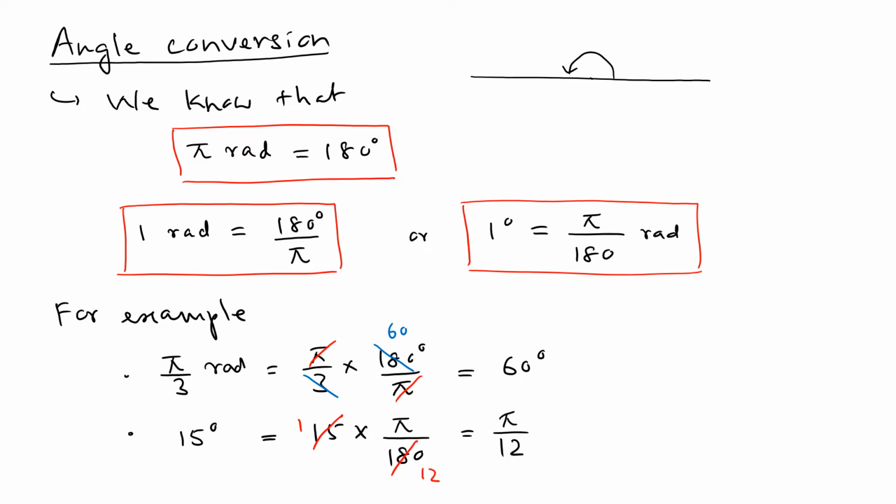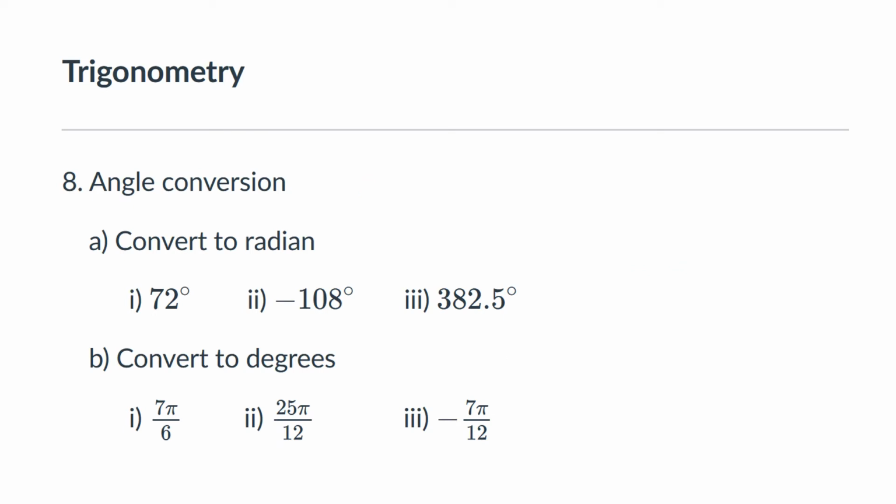Let's see what problems we need to do. In question 8, we're going to do first a conversion to radians and then a conversion to degrees. Let's look at the first part of the problem: convert to radians.